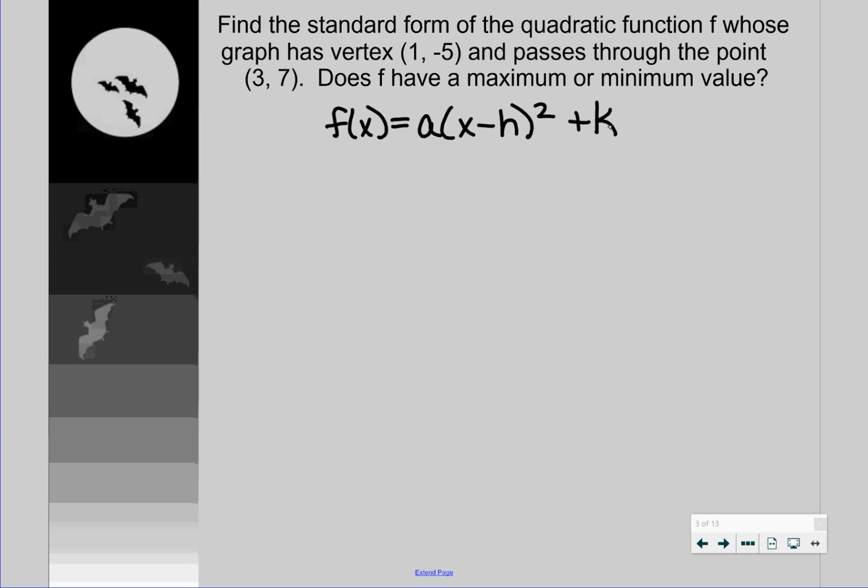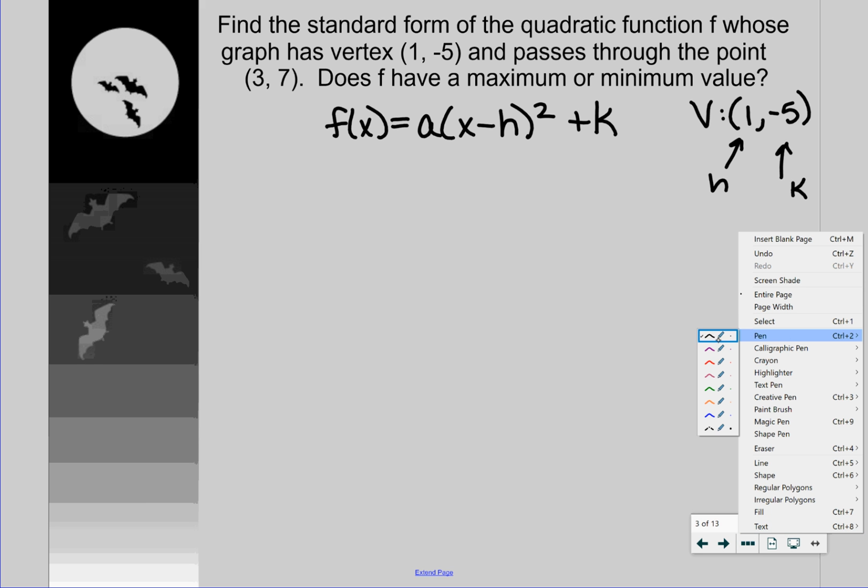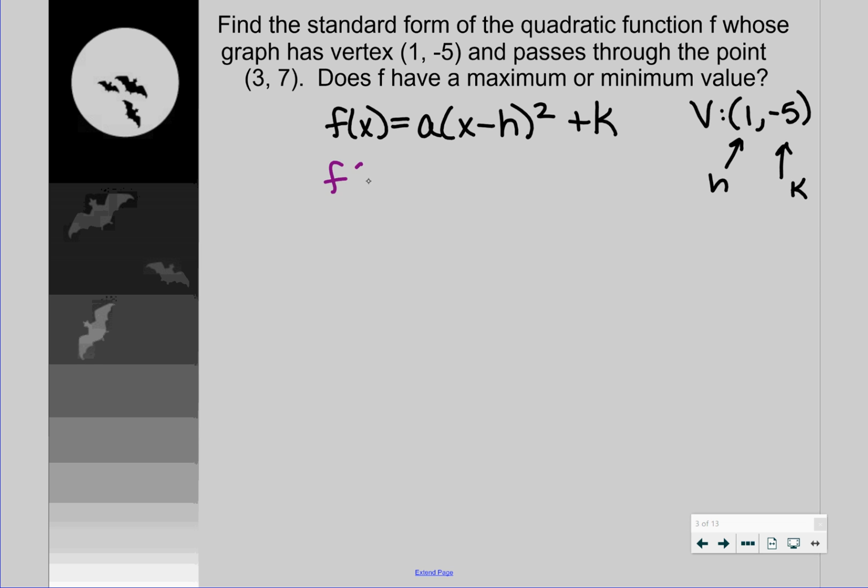H is 1. Good. Anything else? K. Yeah, if you have the vertex (1, -5), you have h and k. So we're just going to plug those in. f(x) = a(x - 1)² + -5. I'm just going to say -5.